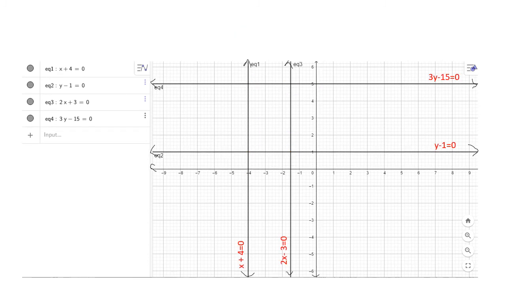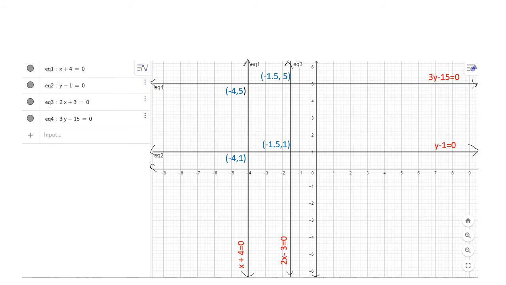But before that, I have to write down the equations of the lines. Like for example, this was the first equation. So x plus 4, which I write down here. Then the second equation was y minus 1, which I write down here. Then the third was 2x minus 3. And the fourth one was 3y minus 15. So this is very important. You're always supposed to mention the equation of the line on the line. So once you draw the axes, the second step will be to write down the equations, and then you will show the coordinates of those 4 points.